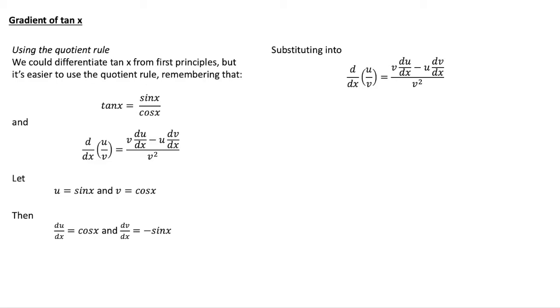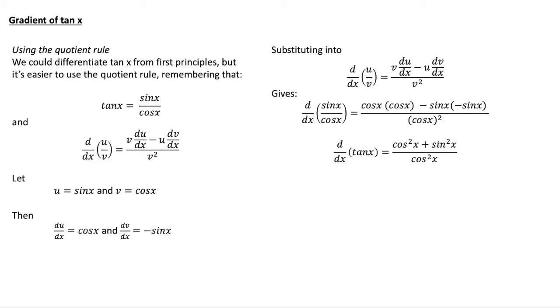So there is our formula again, and now we substitute everything in. So the d by dx of u over v becomes d by dx of sine x over cos x. The right hand side of v du dx is cos x times cos x, and u dv dx is sine x times minus sine x, and then v squared on the bottom is cos x squared.